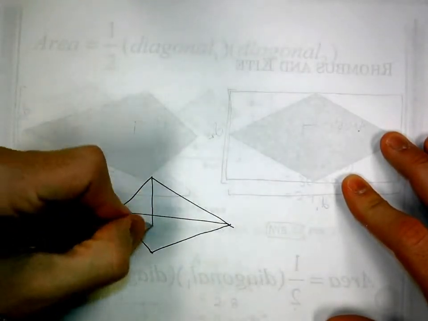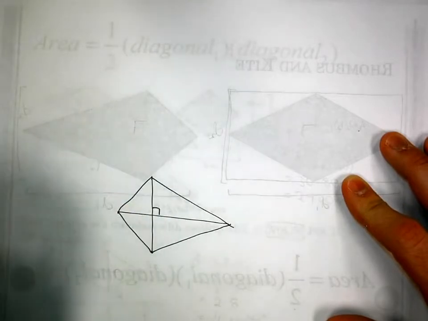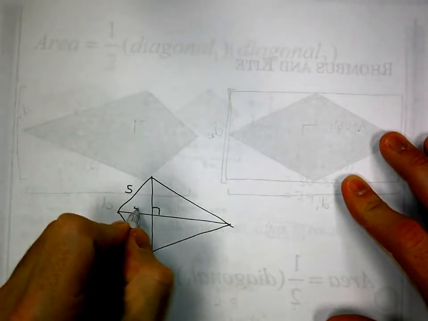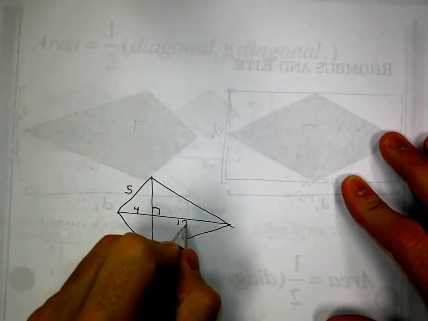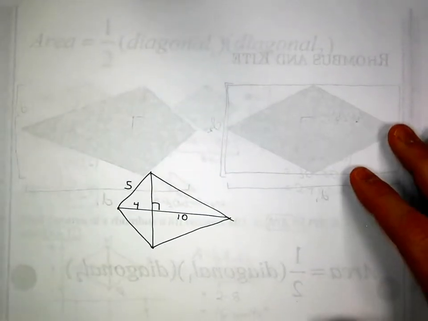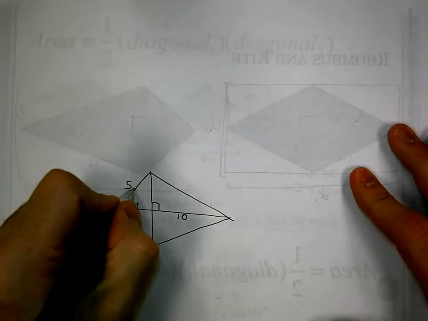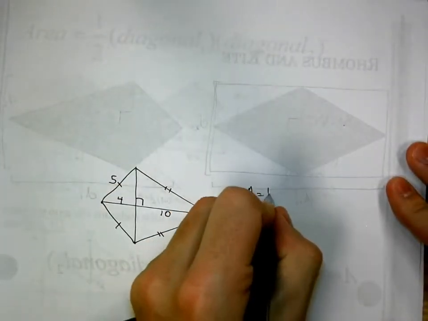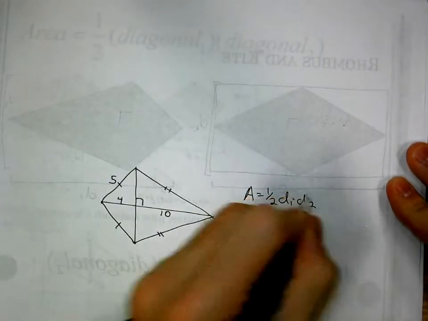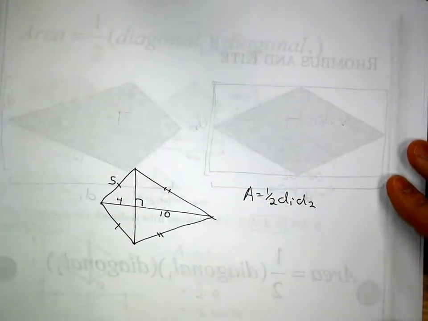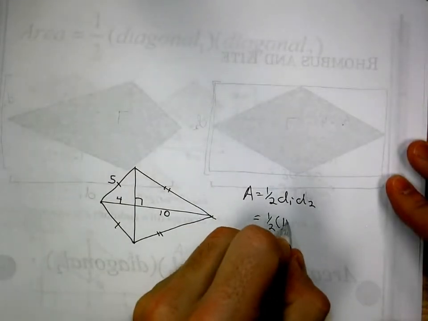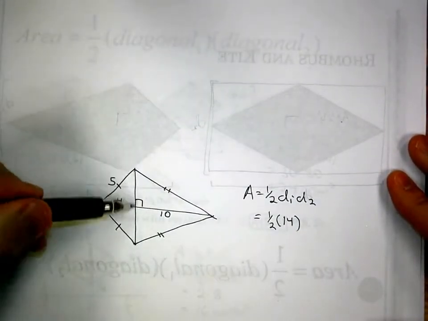Not the greatest sketch here, but let's say that is a kite. I have a side length of 4 here, or 5. This is 4, and that's 10. And I need to find the area. Let's mark our kite here. So we know it's 1/2 diagonal 1 times diagonal 2. One of my diagonals is 14, so I know that much. I need the other one. I need to know this length.